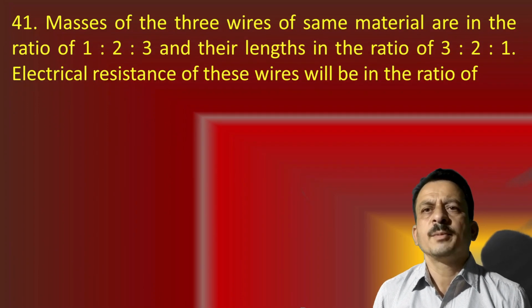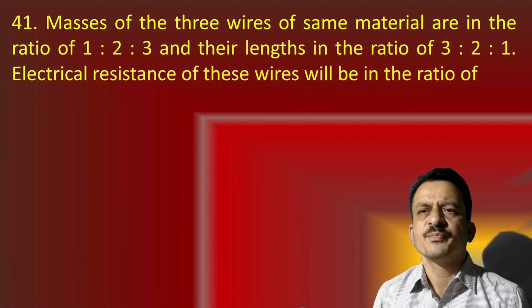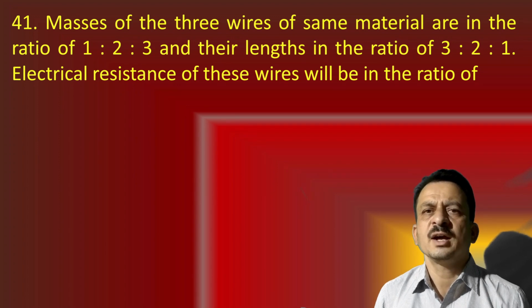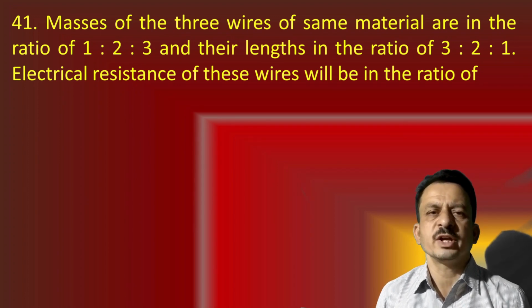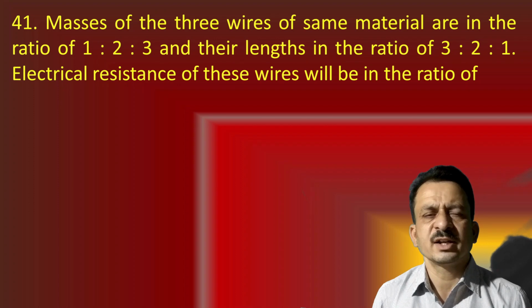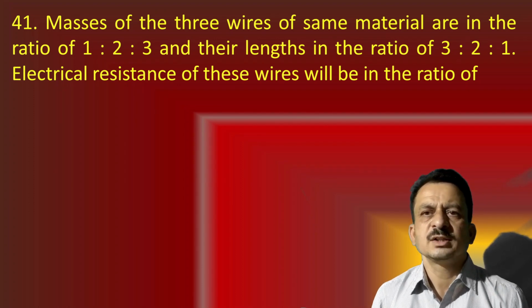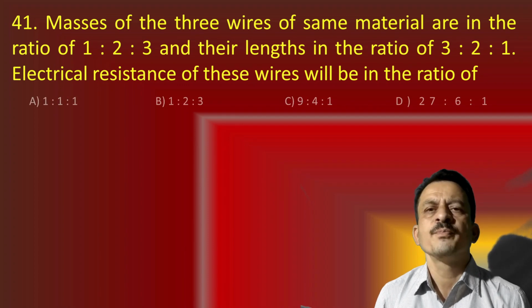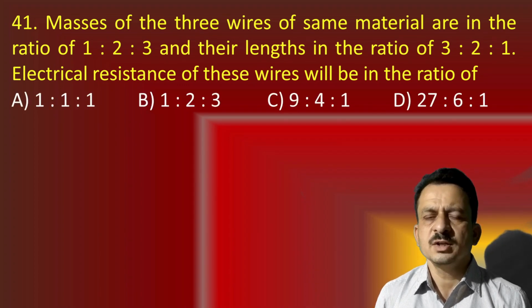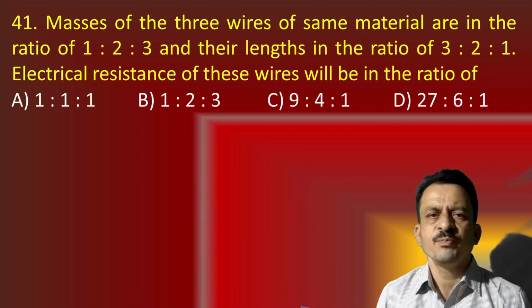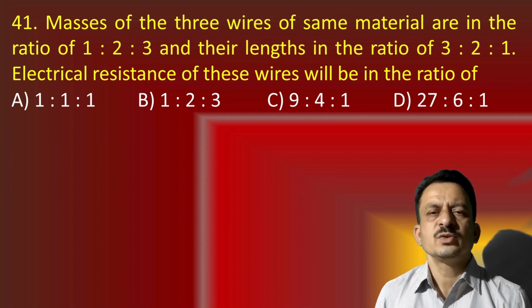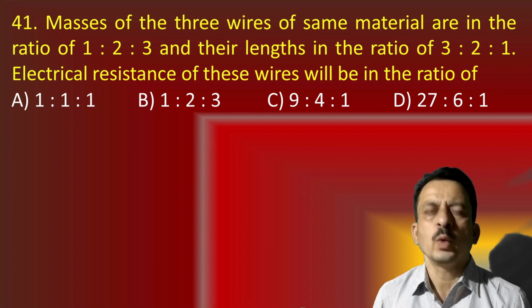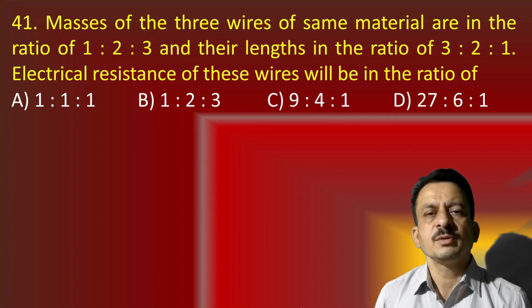Next problem. The masses of 3 wires of the same material are in the ratio of 1:2:3 and their lengths are in the ratio of 3:2:1. The electrical resistance of these wires will be in the ratio of option A 1:1:1, B 1:2:3, C 9:4:1 and D 27:6:1. So here the ratio of the masses are given and the lengths are given.